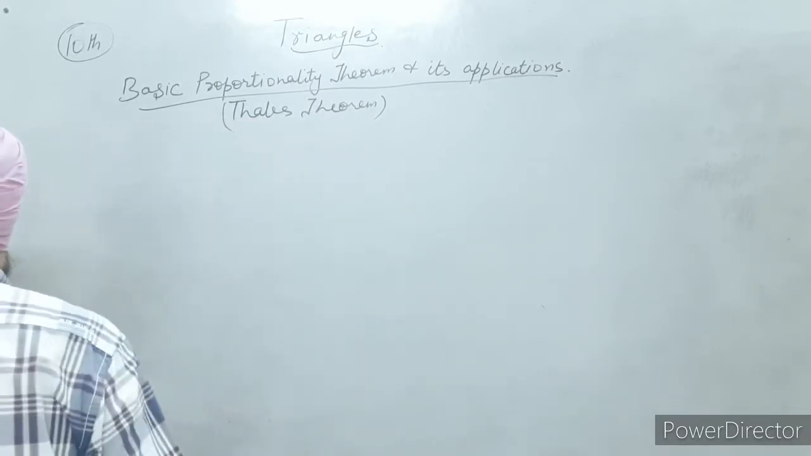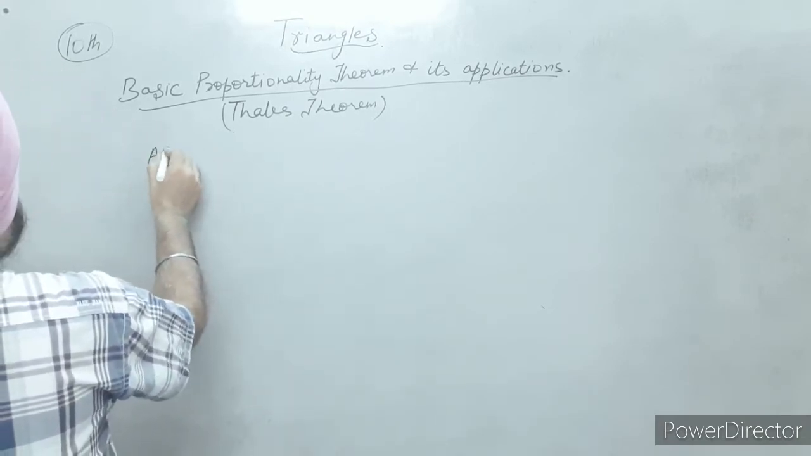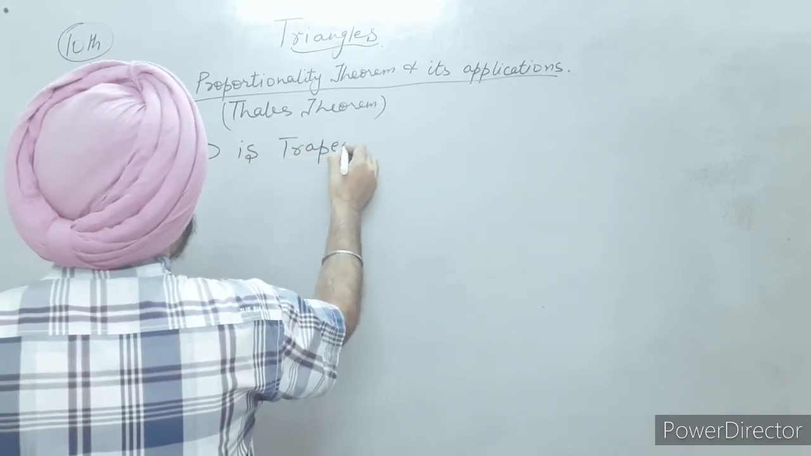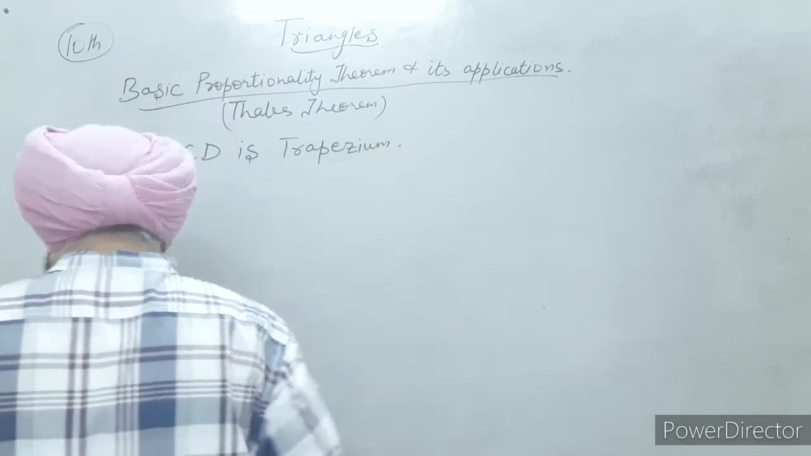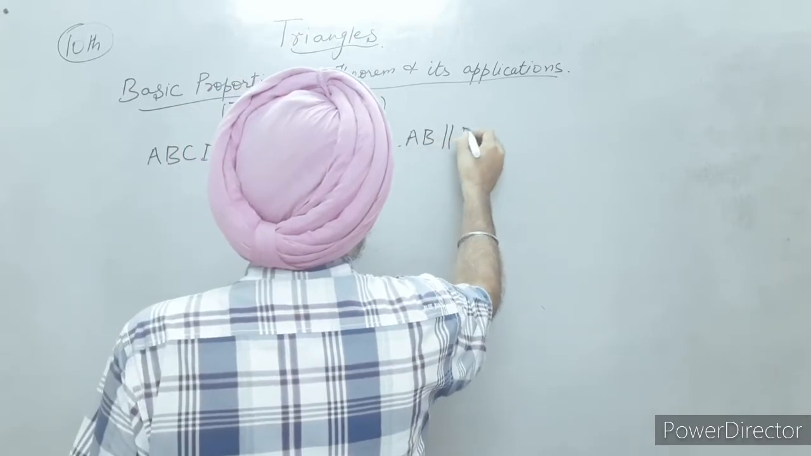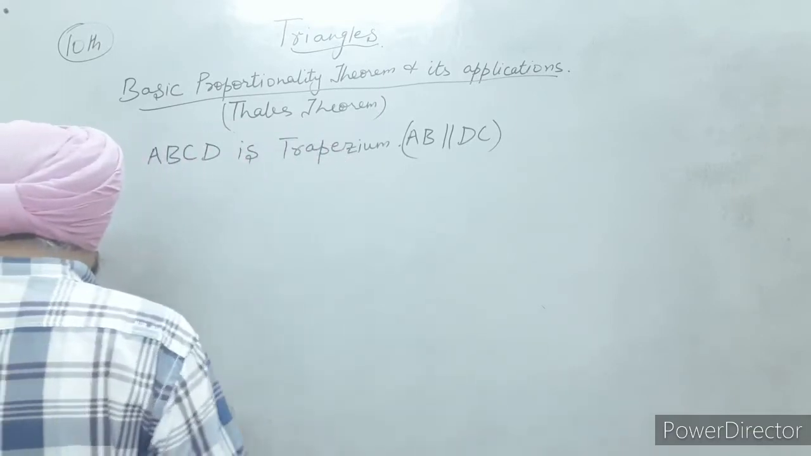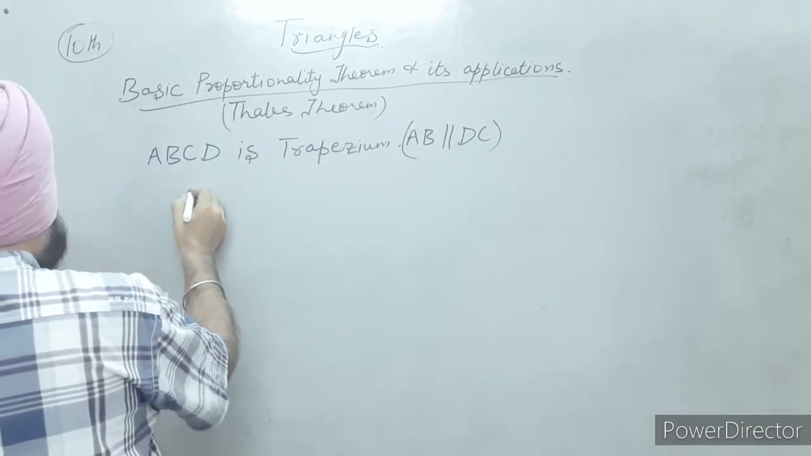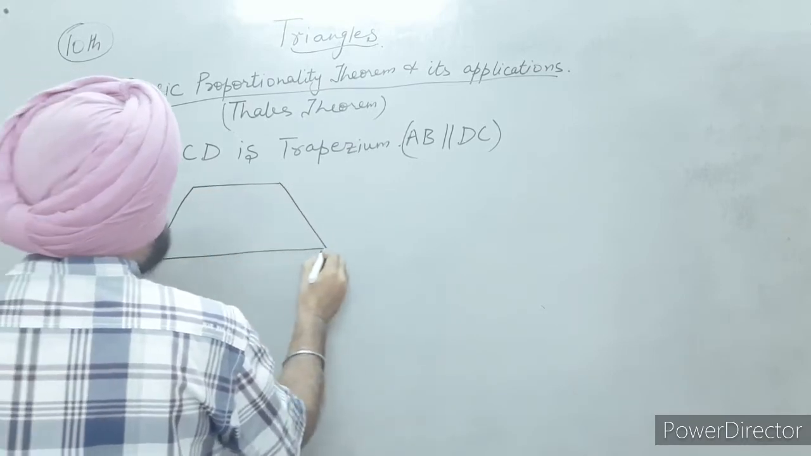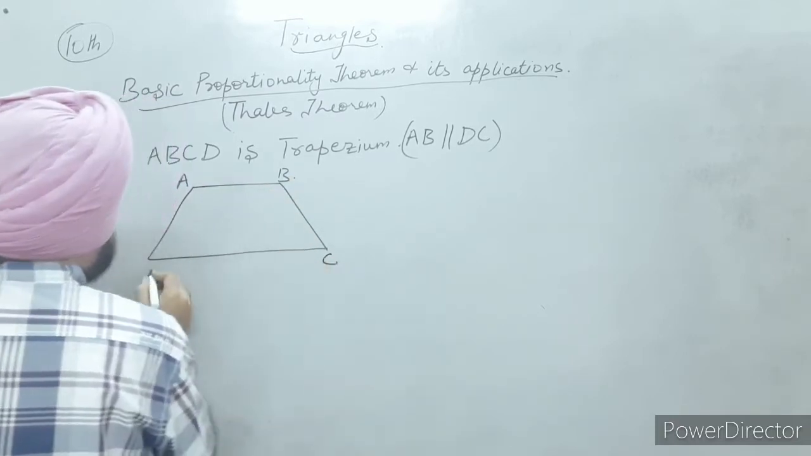ABCD is a trapezium with AB parallel to DC. Let me draw a trapezium. ABCD is a trapezium, AB parallel to DC. This is given, right? E and F are points on two non-parallel sides. Let me draw the figure directly. It is like this. This is A, B, C and D.